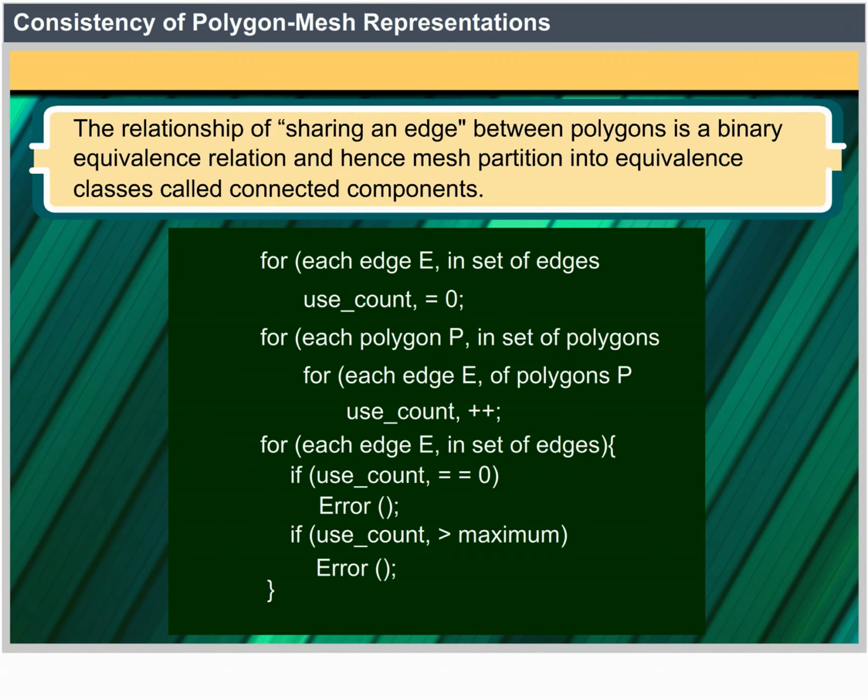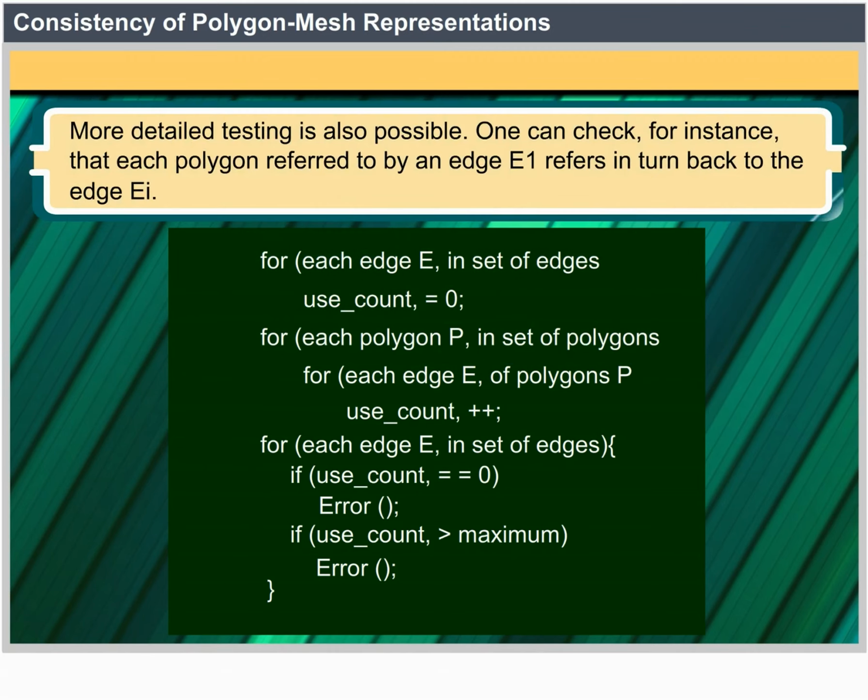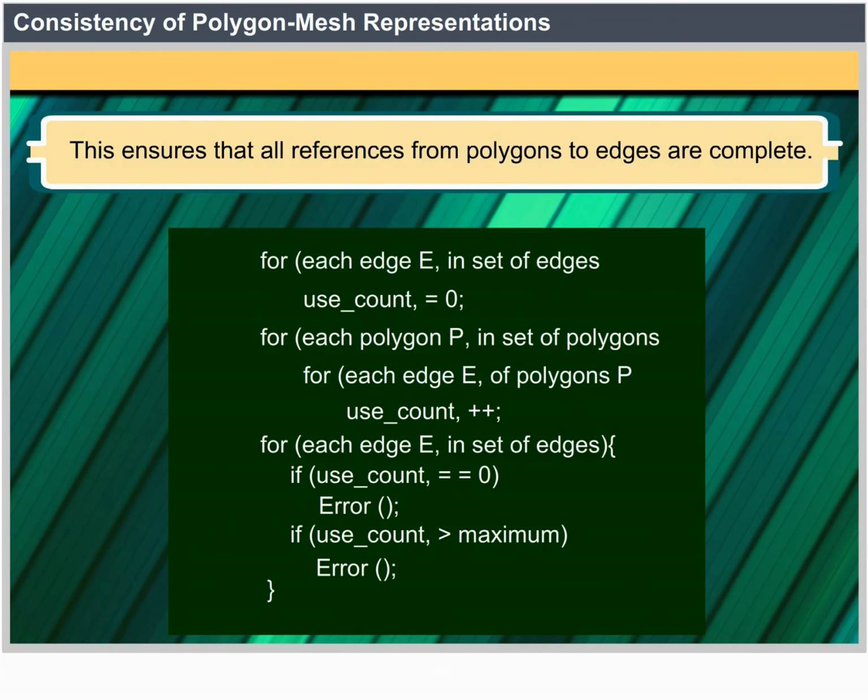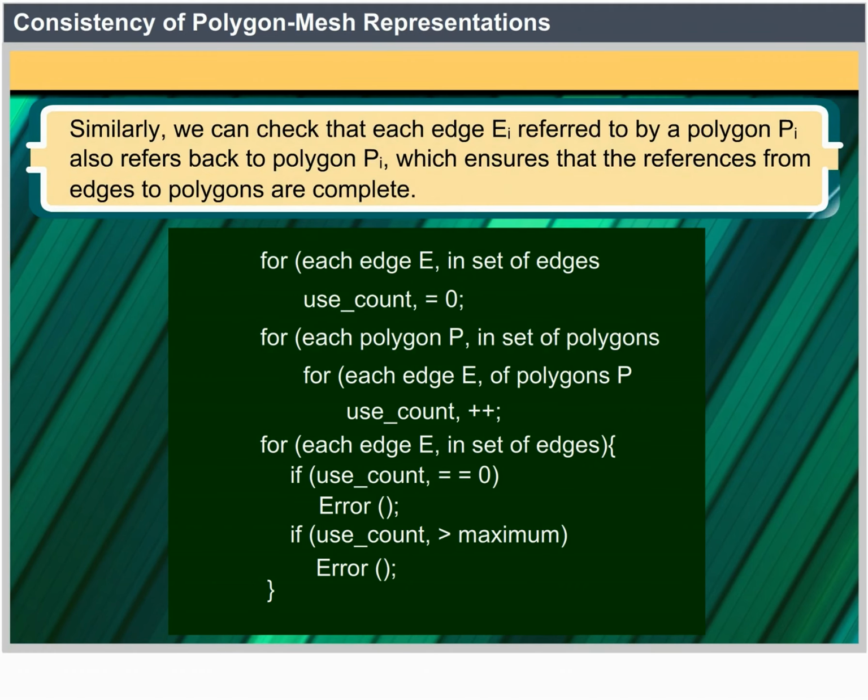More detailed testing is also possible. One can check, for instance, that each polygon referred to by an edge E1 refers in turn back to the edge E1. This ensures that all references from polygons to edges are complete. Similarly, we can check that each edge E1 referred to by a polygon P1 also refers back to polygon P1, which ensures that the reference from edges to polygons are complete.